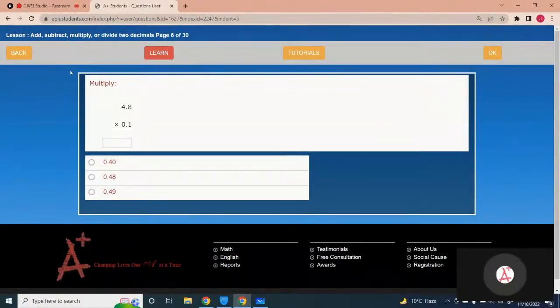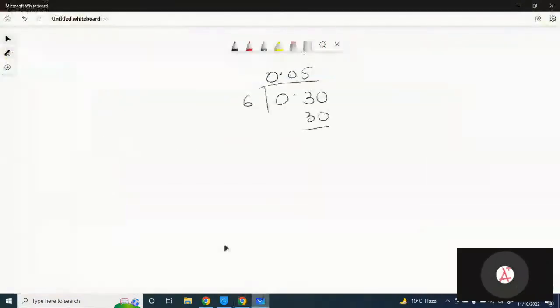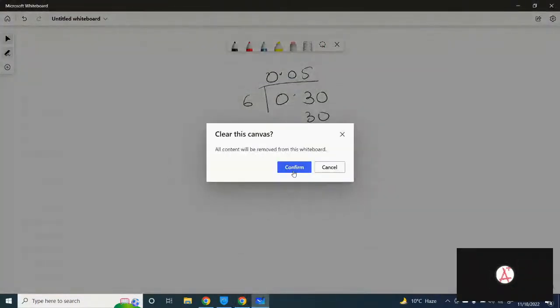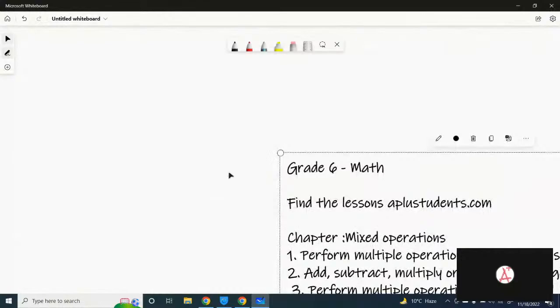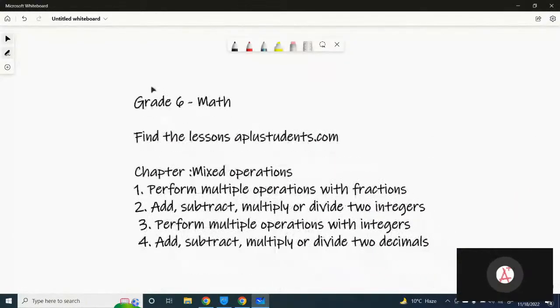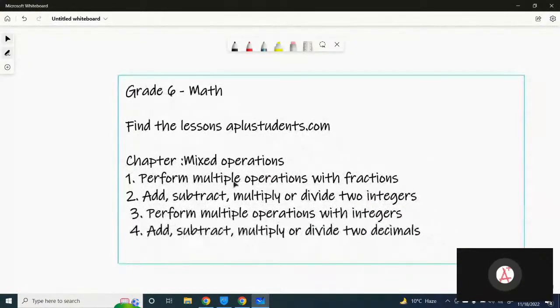Okay, you can complete the test by yourself later today. So that's all for today. We have covered four of the topics today. They are from the chapter Mixed Operations. The topic names are perform multiple operations with fractions, then add, subtract, multiply, or divide two integers, then perform multiple operations with integers, add, subtract, multiply, or divide two decimals. Got it?